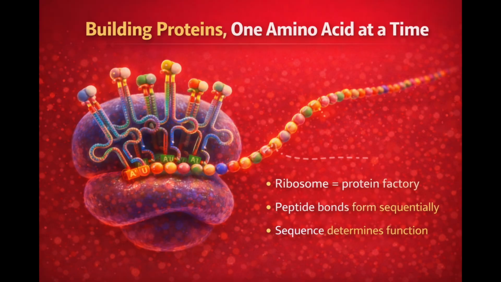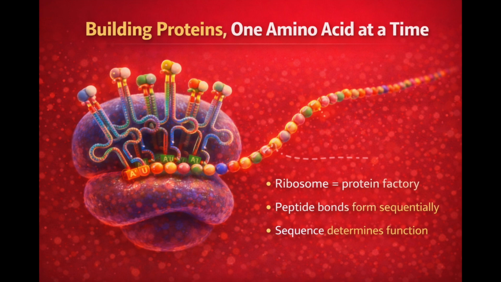Now we zoom out to the ribosome, often described as the cell's protein factory, but it's more accurate to call it a molecular assembly line. Inside the ribosome, multiple tRNAs dock sequentially. Each one brings its amino acid, guided by codon-anticodon pairing. As each amino acid arrives, the ribosome catalyzes the formation of a peptide bond, linking amino acids together into a growing polypeptide chain. This chain doesn't just grow randomly. Its sequence, the precise order of amino acids, determines how the protein will fold.